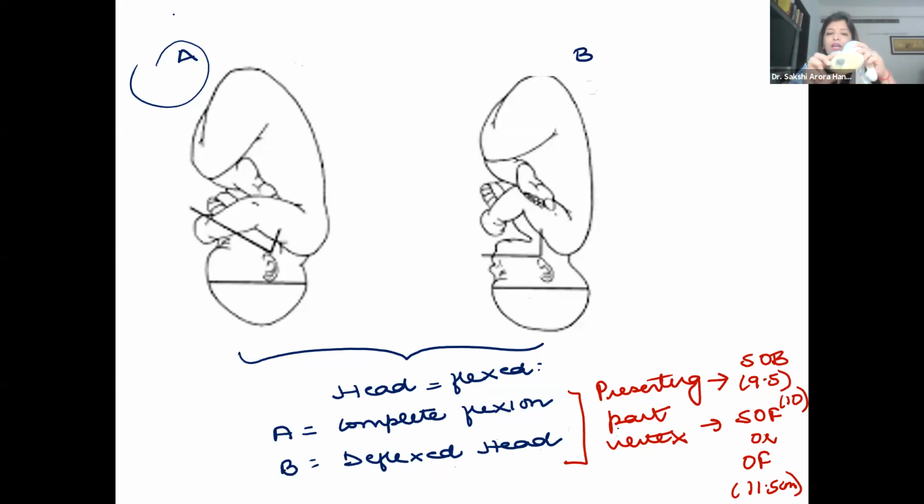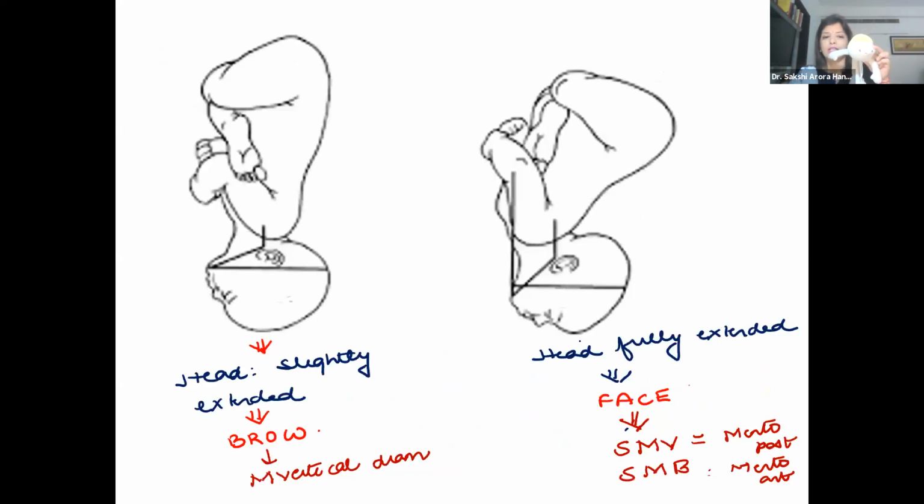Okay, this is when the head is deflexed or completely flexed. Now, what about if the head is partially extended? The moment the head is slightly extended, what is going to happen? Now, when I'm going to do a per vaginal examination, my fingers are going to touch the brow area. How do you define a brow area? Brow area is the part of the head which lies between anterior fontanelle and root of the nose, along with the supraorbital ridges. So this part is your brow area. So when the head is slightly extended, it is brow which is the presenting part.